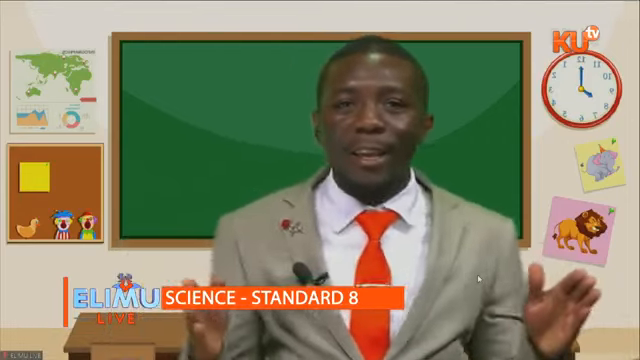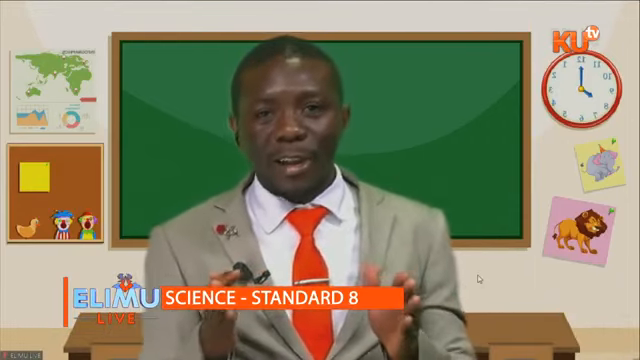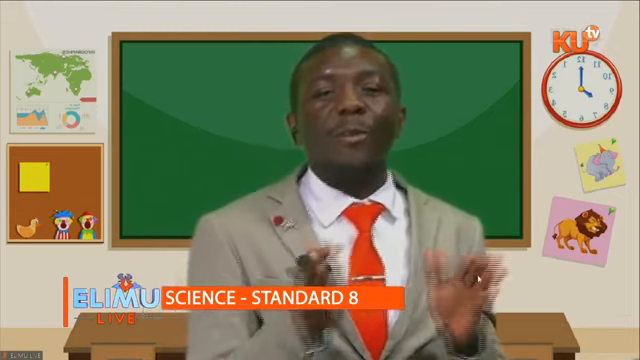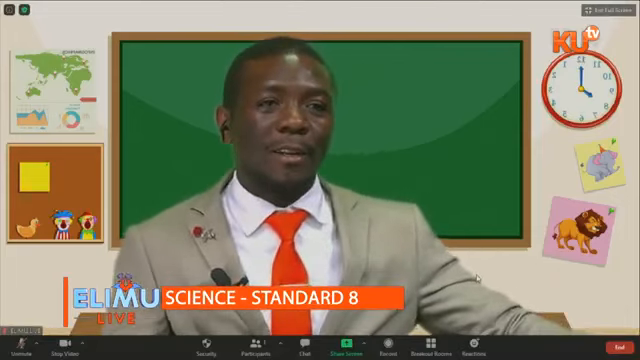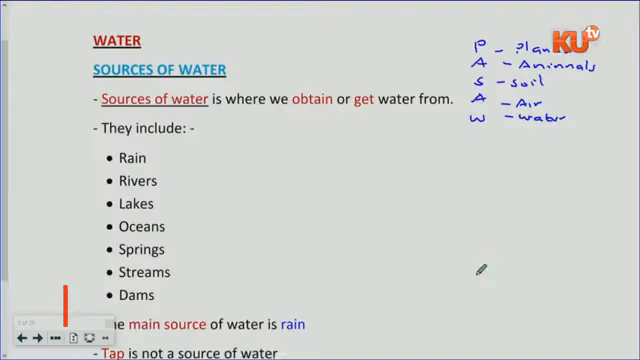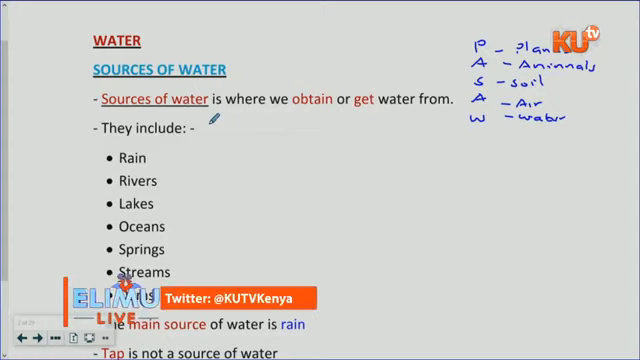That's why today, I will not rush through class 1 up to class 8, the whole of it. I'll divide it into two parts so that you can understand it very well. So today, I want to begin with sources of water, the one that we learned in class 1. The main sources of water that we learned, first of all, what is a source? A source of water is where we obtain or get water from. The place where you go and fetch it, where you obtain it. That's what we call a source.